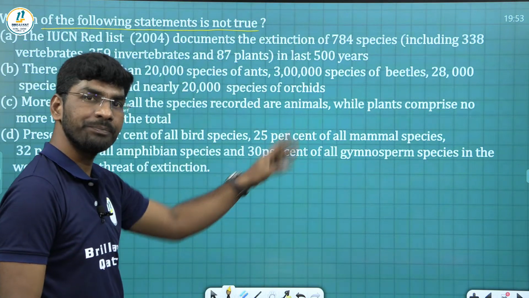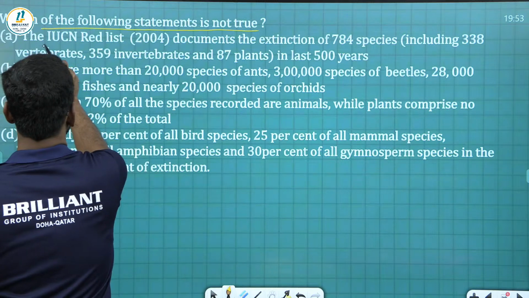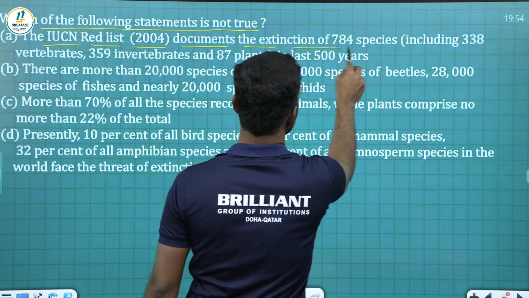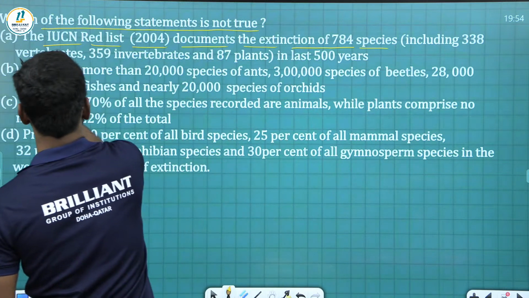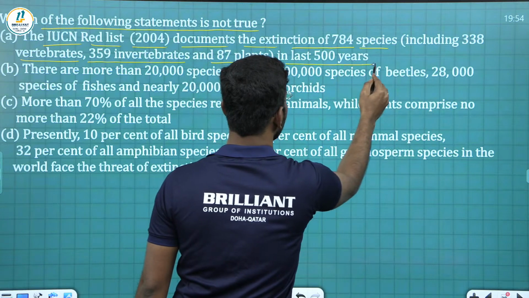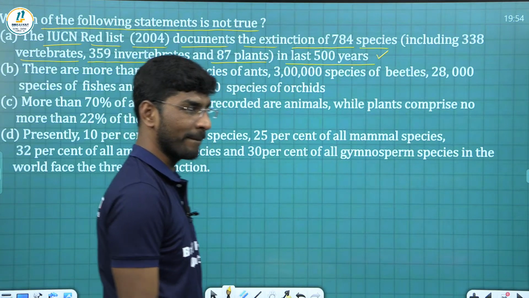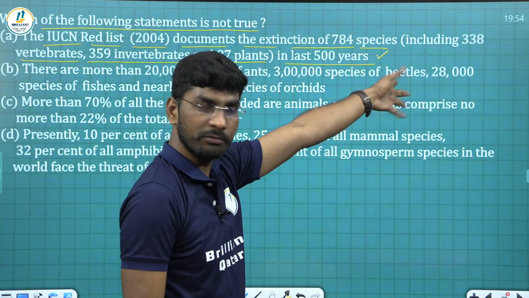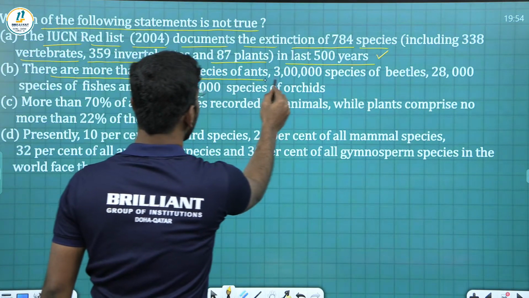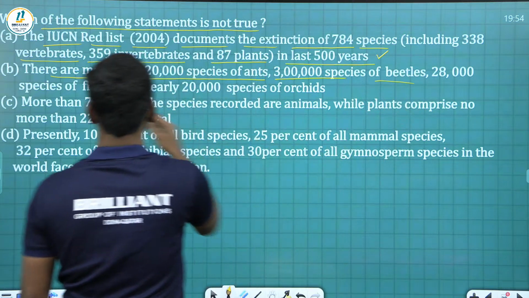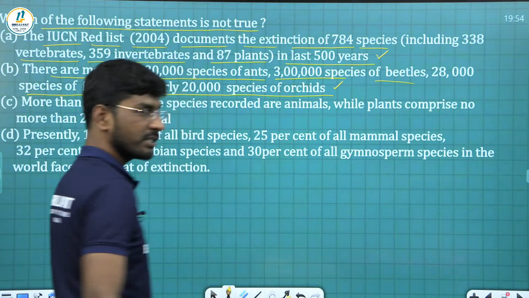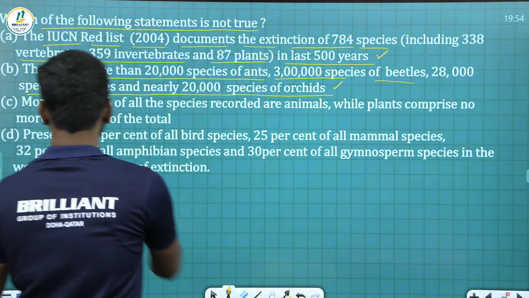Let me read one by one. The IUCN Red List 2004 documents the extinction of 784 species, including 338 vertebrates, 359 invertebrates, 87 plants in the last 500 years. Statement correct, according to me it's correct. Nothing is wrong in that one. There are more than 20,000 species of ant, 3 lakh species of beetles, 28,000 species of fishes, nearly 20,000 species of orchid. Right? NCERT line. Done. What about the last one?